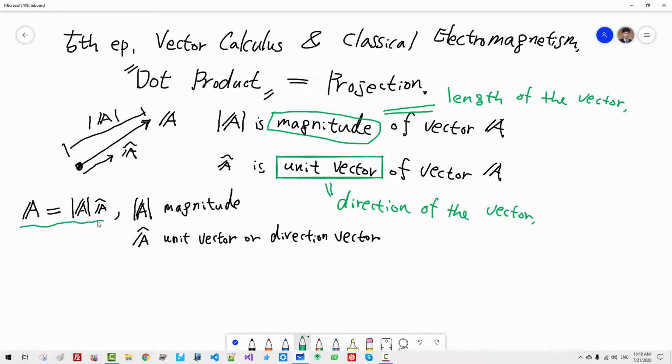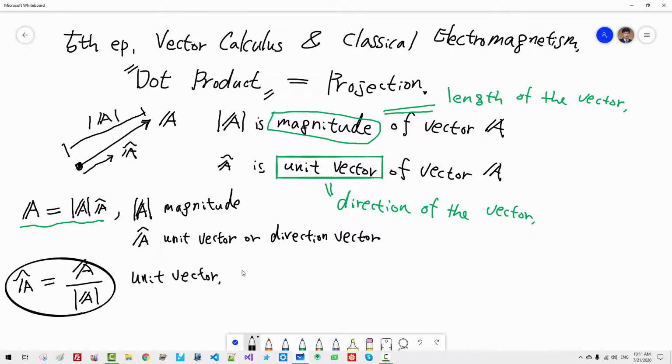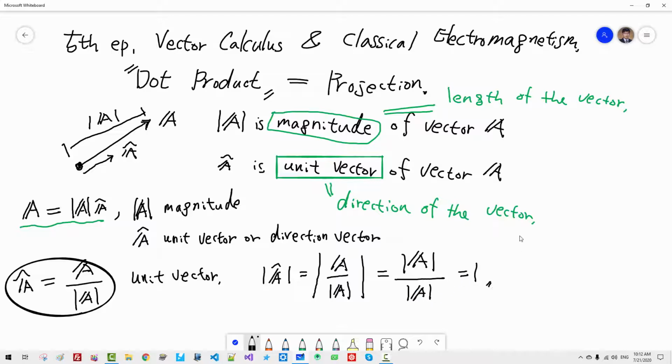From this equation, A hat, the unit vector, equals vector A over magnitude of A. This is definition of unit vector. So the magnitude of unit vector A hat equals absolute value A over A magnitude equals A magnitude over A magnitude equals 1. So the magnitude of unit vector is 1.